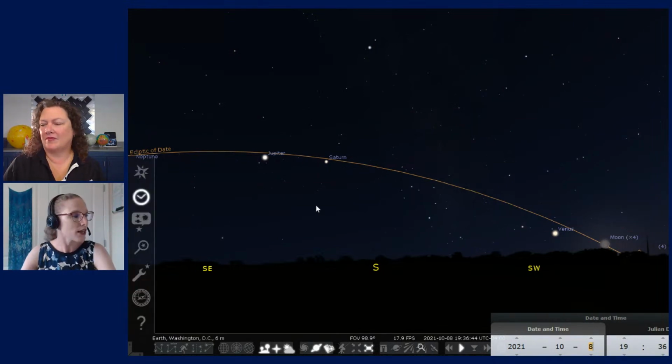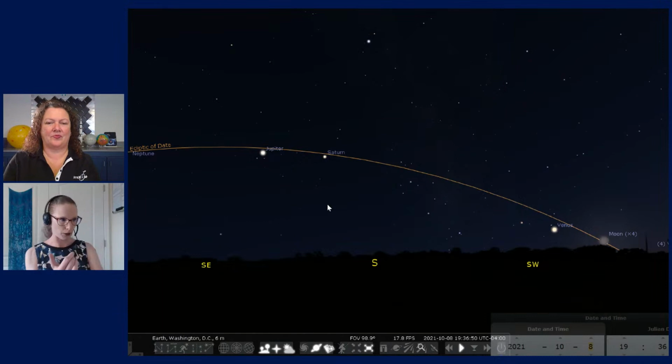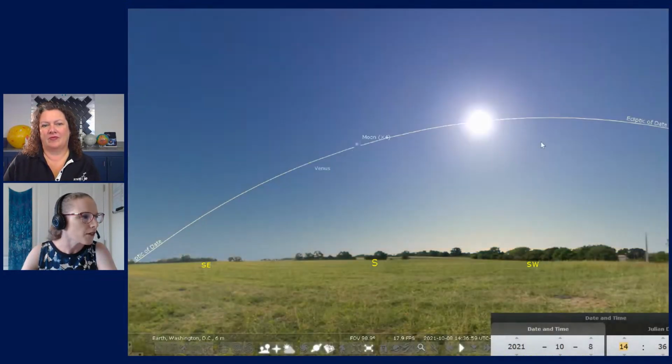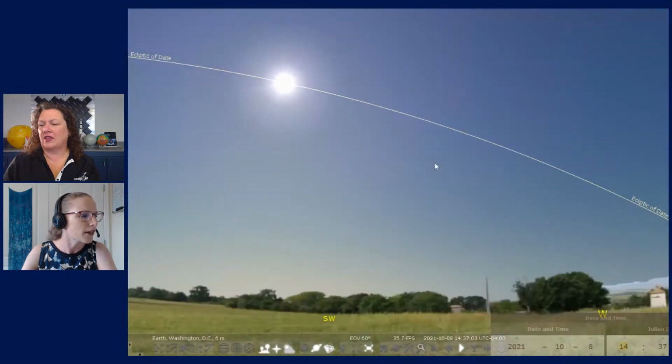There have been times when all 5 of the visible planets, so there's 5 that we can see with just our eyes. So we've got Mercury, Venus, Jupiter, and Saturn here. Mars is the other one. I believe Mars is ahead of the sun. Actually, maybe.